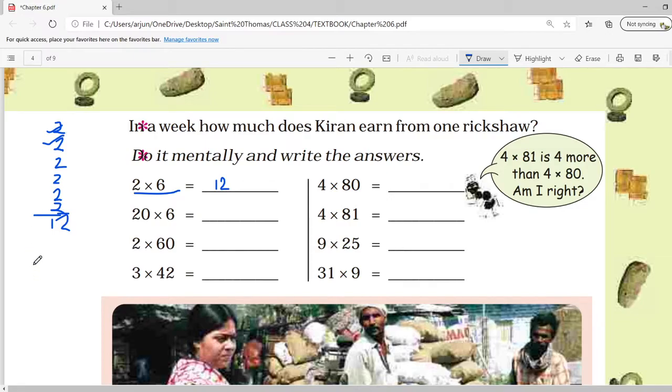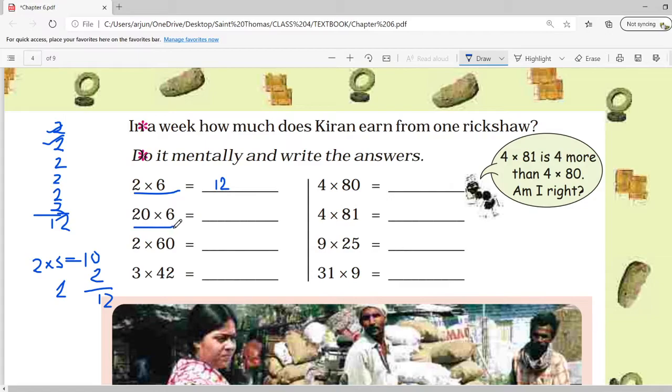So if we know that the answer of 2 times 5 is 10, and we have to calculate the answer of 2 times 6, how much more 2 do we need? Only one. For 2 times 6 we need 2 one time more, so just add the 2 here. Okay, and your answer will be 12. Okay, so let's take one example.